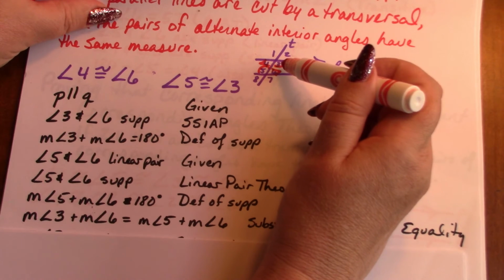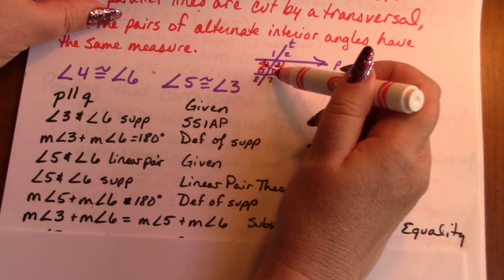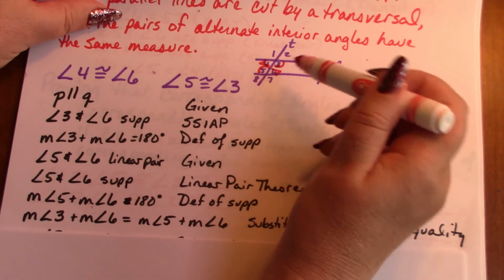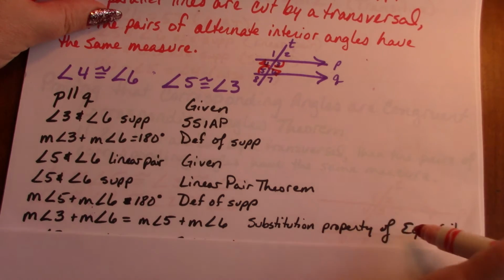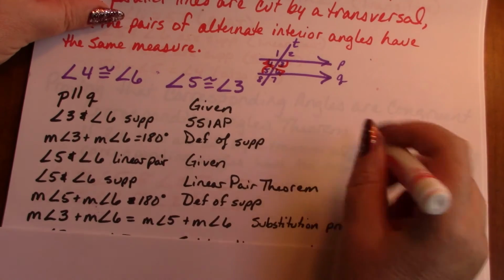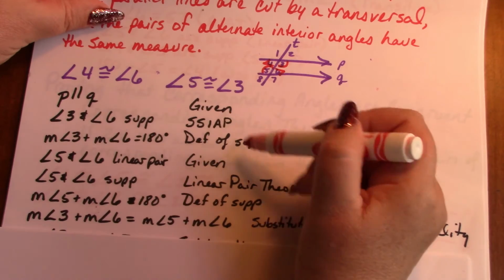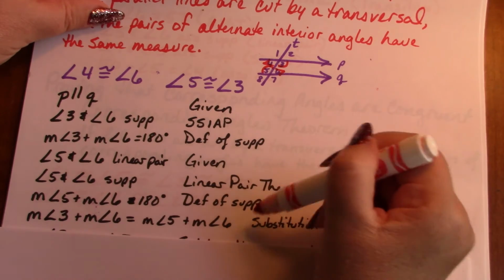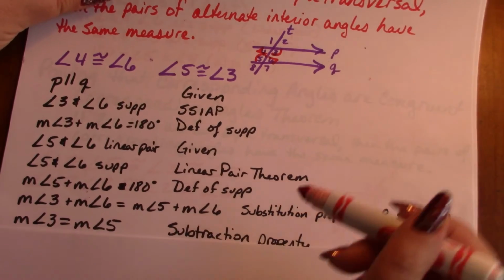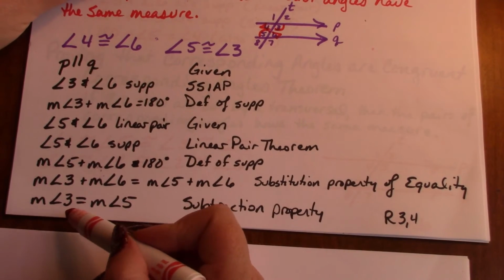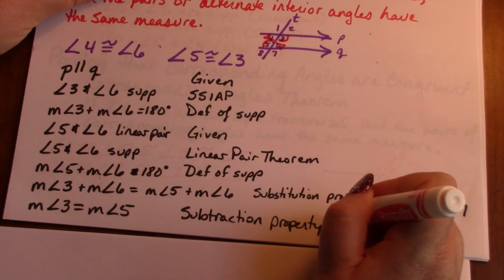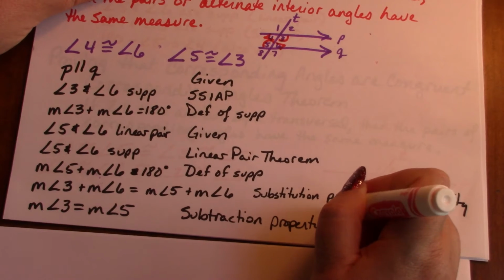So the measure of angle 3 plus the measure of angle 6 equals the measure of angle 5 plus the measure of angle 6, because of the substitution property of equality. So we're saying 3 plus 6 is the same as 5 plus 6. Which means that angle 3 must equal angle 5 because of the subtraction property, or what's it called? Transitive.